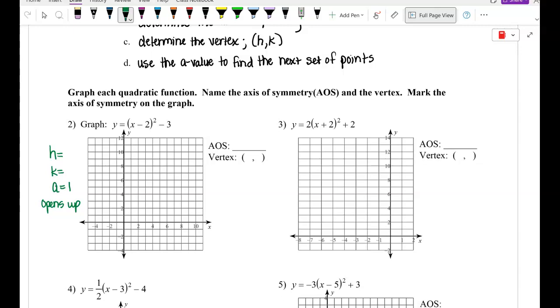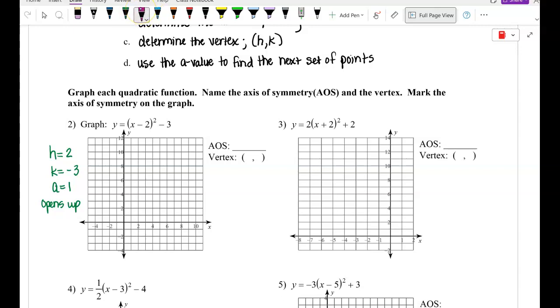All right, what is the value of h in this equation? Now remember, h is going to go opposite of what the equation says. So if it's x minus 2, that means that h is a positive 2. What is the value of k? -3. K goes with however it's written. So h is opposite of its sign. K is its sign.